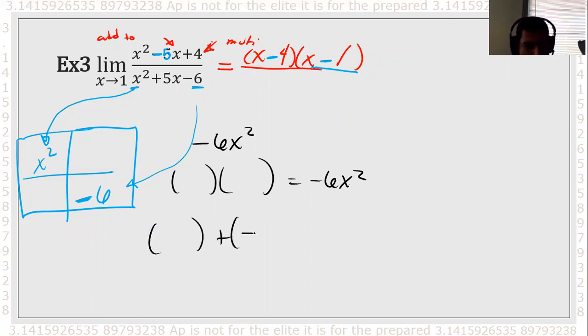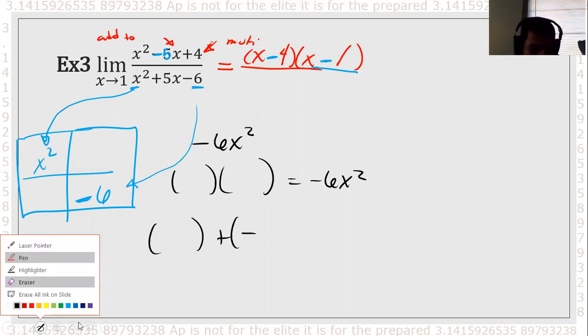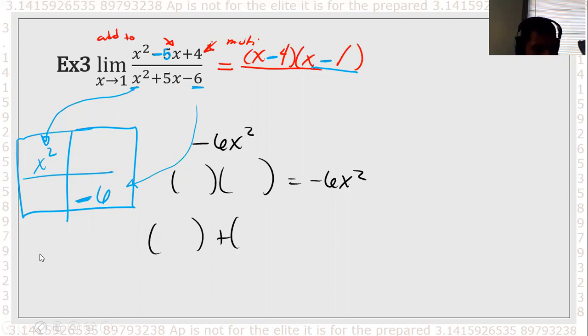Oops, what did I do? And that add up to 5x. Cool. So two numbers that multiply to -6x squared and add up to 5x.